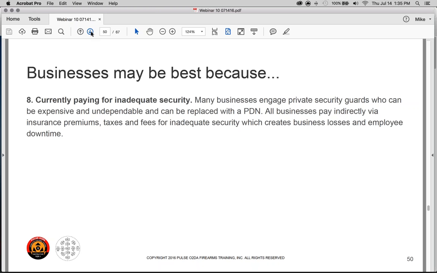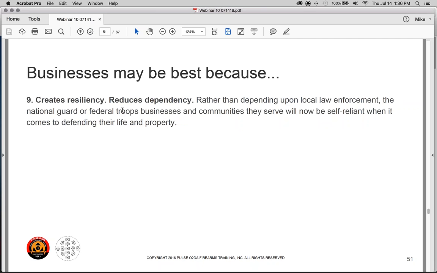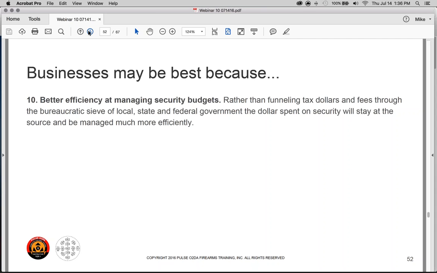Next, businesses are currently paying for inadequate security. Many businesses engage private security guards who can be expensive and undependable and can be replaced with a private defense network. All businesses pay indirectly via insurance premiums, taxes, and fees for inadequate security, which creates business losses and employee downtime. A private defense network focused on business creates resiliency. It reduces dependency. Rather than depending upon local law enforcement, the National Guard, or federal troops, businesses and the communities they serve will now be self-reliant when it comes to defending their life and property. Businesses can provide better efficiency at managing security budgets. Rather than funneling tax dollars and fees through the bureaucratic sieve of local, state, and federal government, the dollar spent on security will stay at the source and be managed much more efficiently.